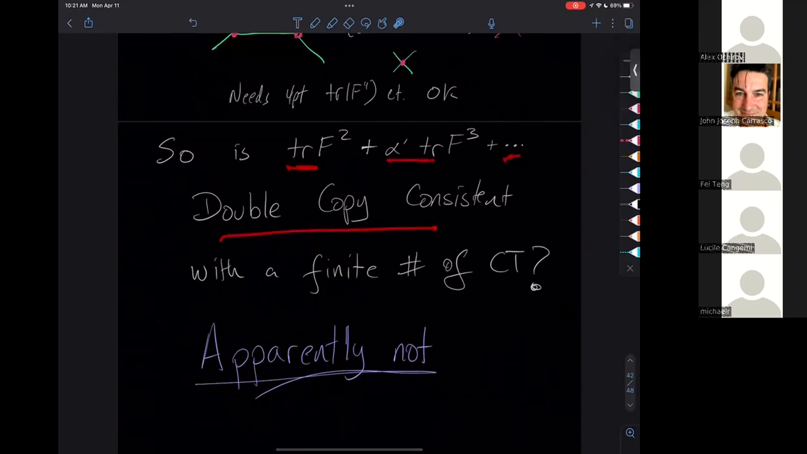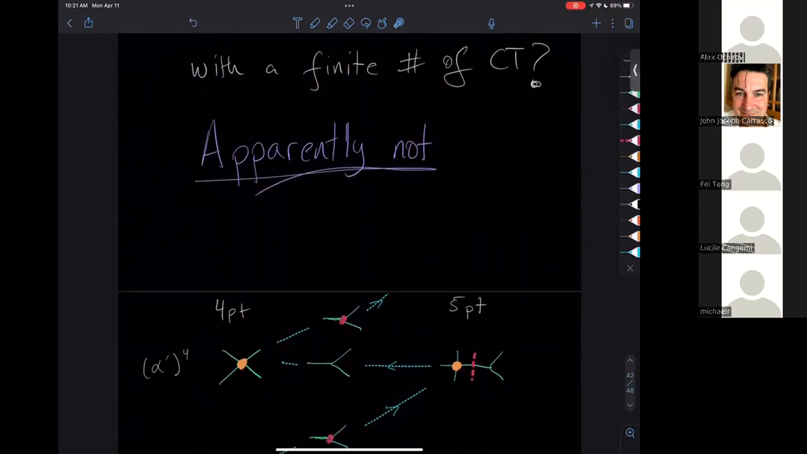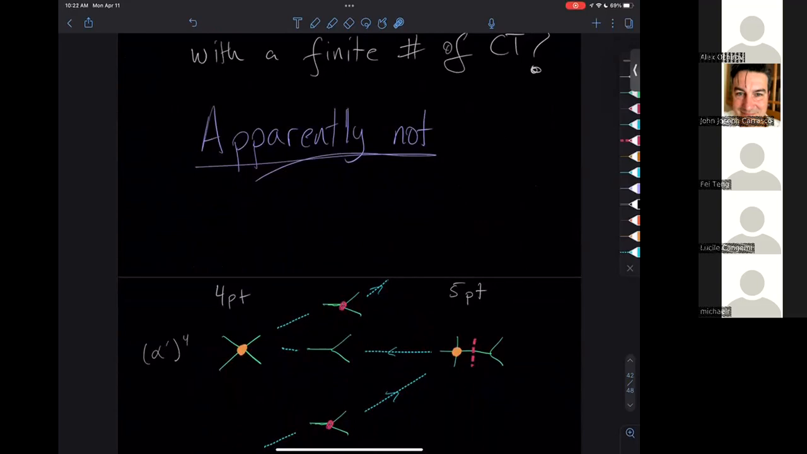So now you can ask, is trace F squared plus alpha prime trace F cubed plus dot, dot, dot, double copy consistent with a finite number of counterterms? And apparently not. And it's not just that you need a new counterterm at every multiplicity. The surprise is it looks like we need a tower of counterterms, right between 4 and 5 points, reaching all the way to the ultraviolet.